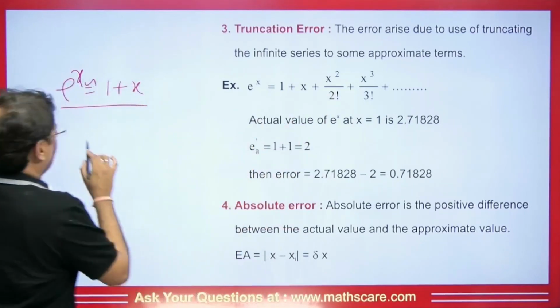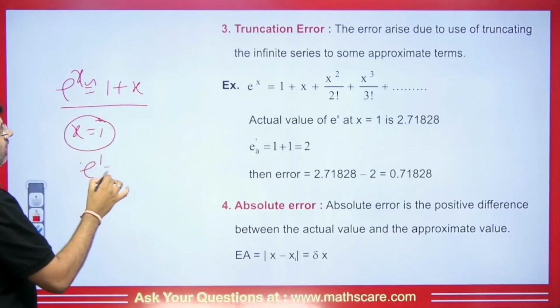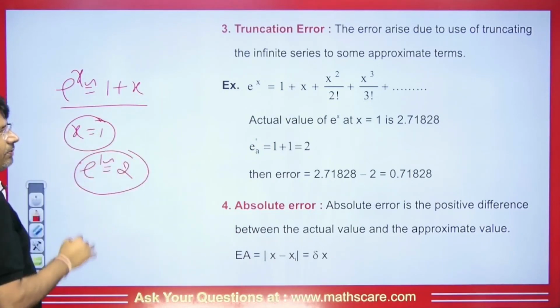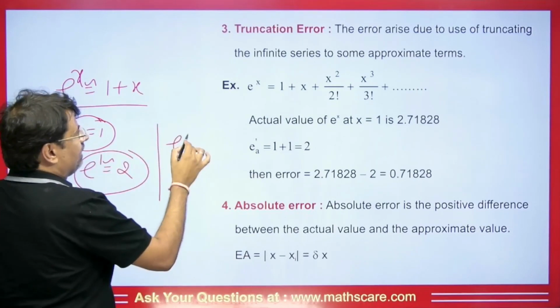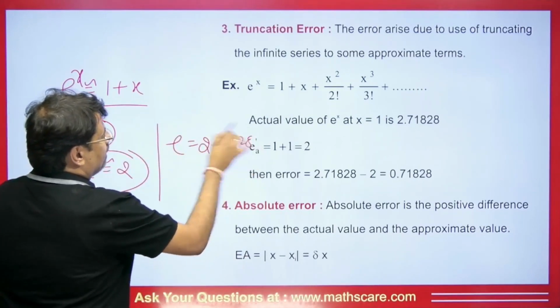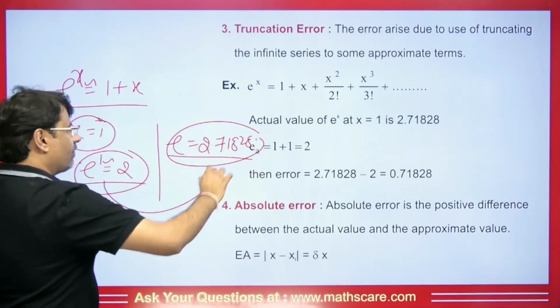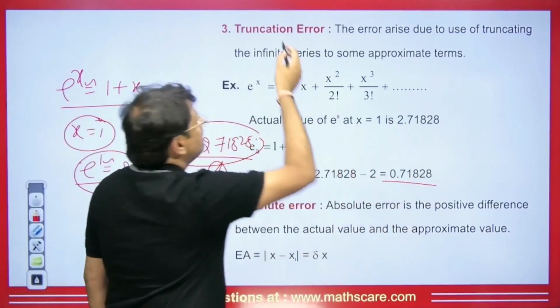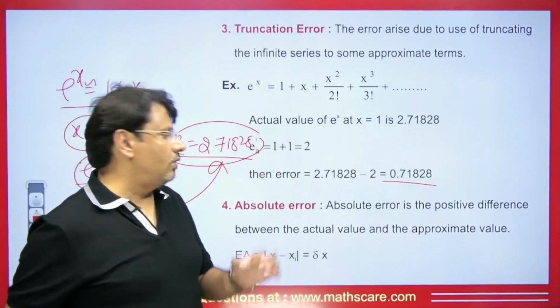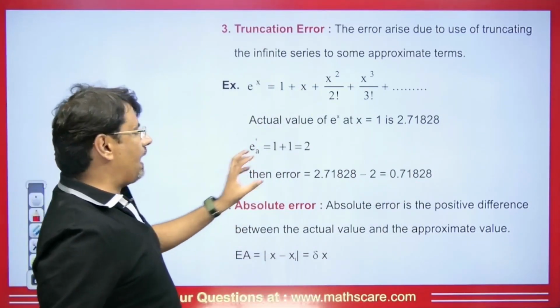Now, if by chance I put x equal to 1 here, the value of e to the power of 1 will be approximately 2. While the exact value of e is 2.71828. Here you see this is the approximate value and this is the exact value. So the difference between them, that error, is known as a truncation error. So we call it truncation error. Clear, students?